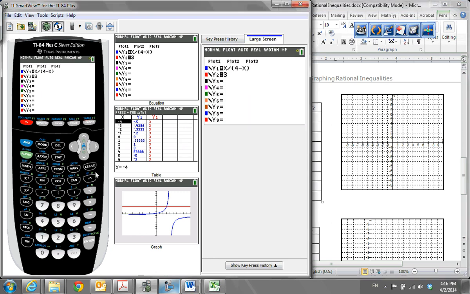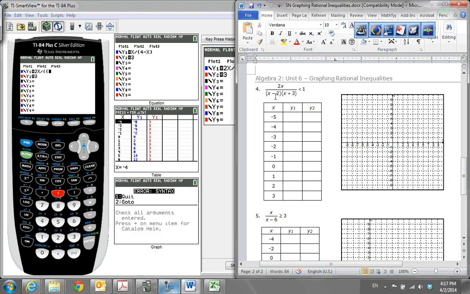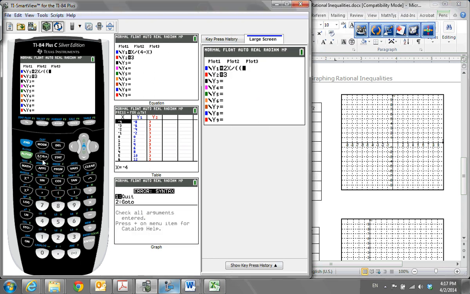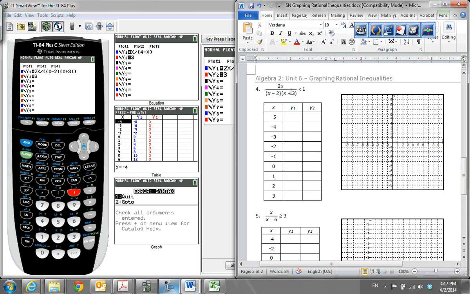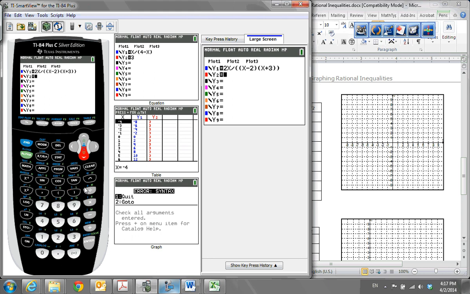So be sure you're using parentheses here. So you have 2x and then divided by, and I'm going to open up two sets of parentheses because I have two things in the bottom there. I have x minus 2, so x minus 2. Then I close that parentheses and then I open up another one, x plus 3, and then I close the parentheses twice so that I can finish that thought as far as the calculator goes. And then my y2 is 1.